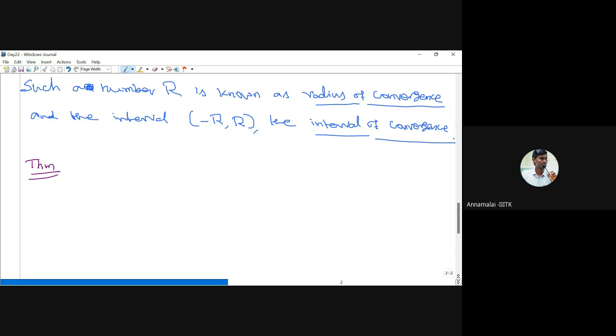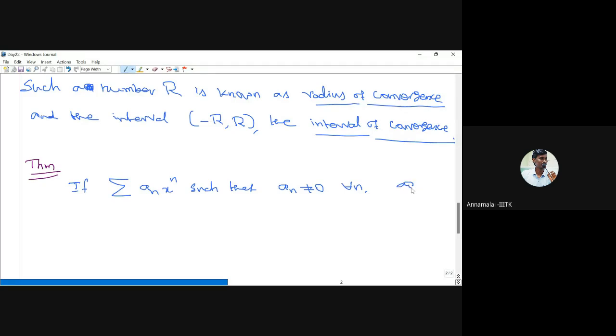Suppose we have a power series summation an x power n, n equal to 1 to infinity, such that all the ans are non-zero for all n.